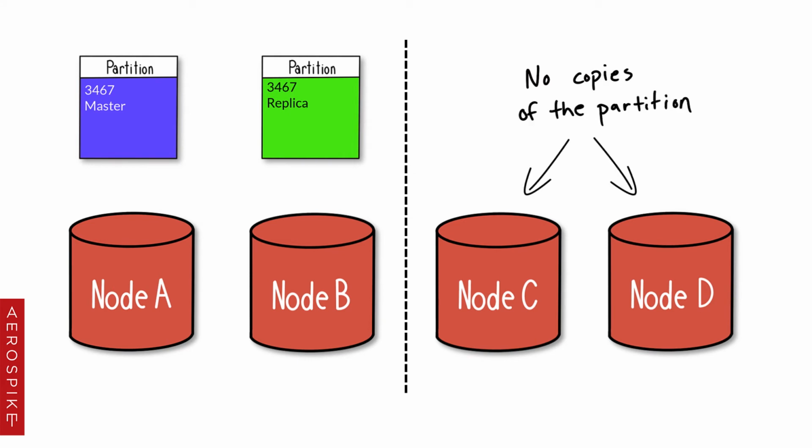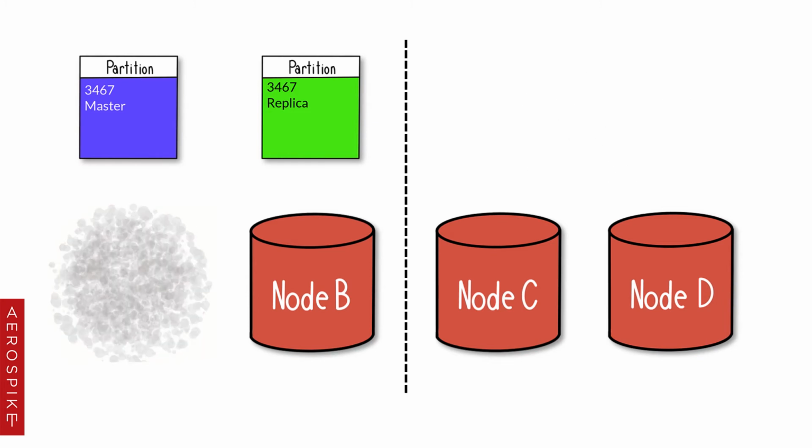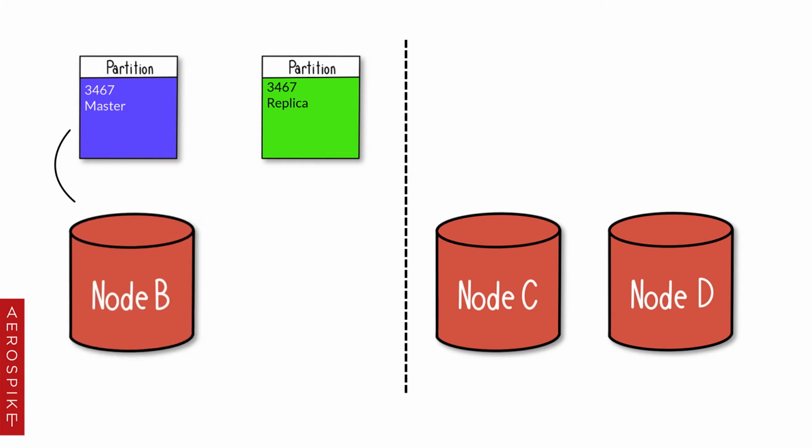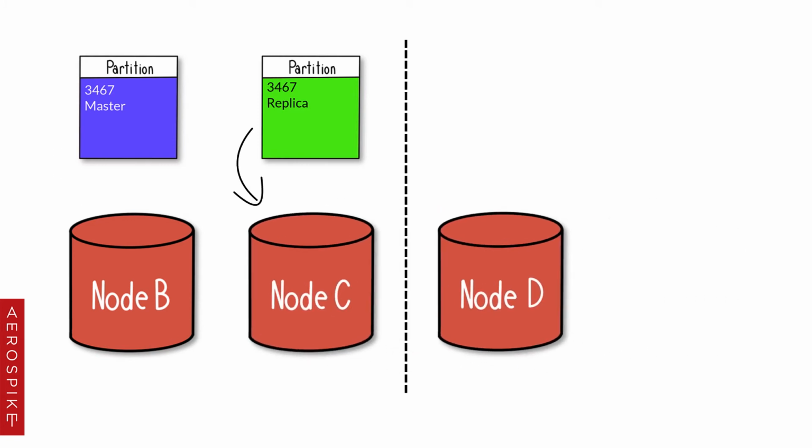The first change occurs when node A leaves the cluster. This could be due to maintenance or the node may have gone down. With node A gone, node B takes ownership of the master copy, since it contains a replica of all the partition's records. Node C takes ownership of the partition replica, but with no records.